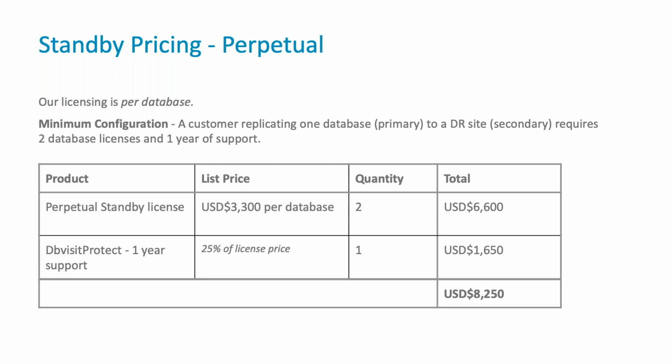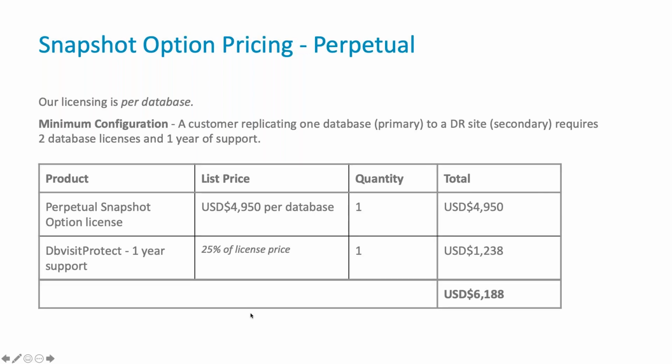And then if you just go to the next slide there, VJ. This is the snapshot pricing. So snapshots are an optional add-on. You have your standby licensing, and then if you want to have snapshot running, say, off your standby database, it's an additional $49.50 plus support.